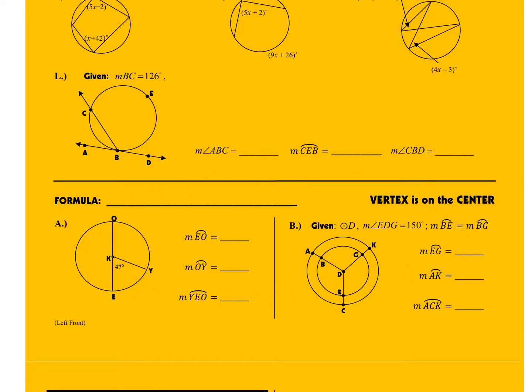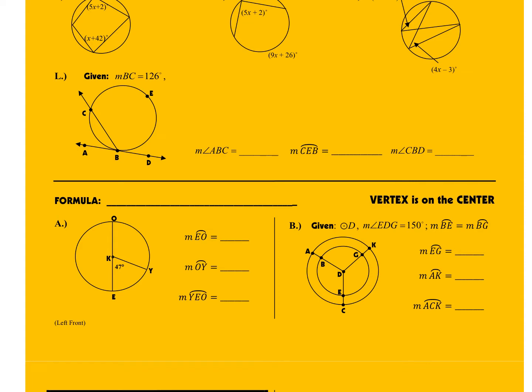We're going to look at how to find measures of arcs when the vertex is on the center, and then we're also going to apply this idea and find arc length by looking at the back of our foldable. So we're going to start here on that inside on the bottom left. So vertex is on the center.